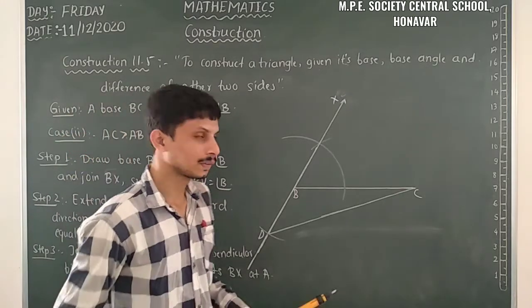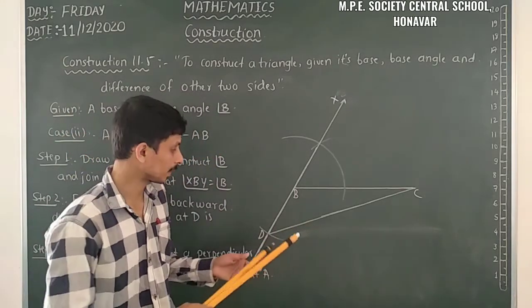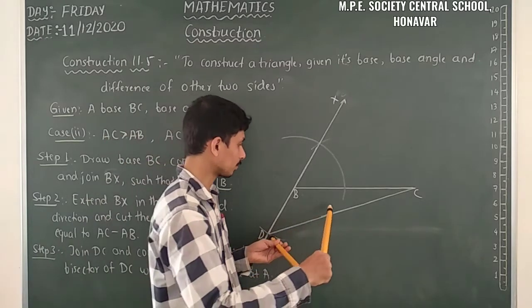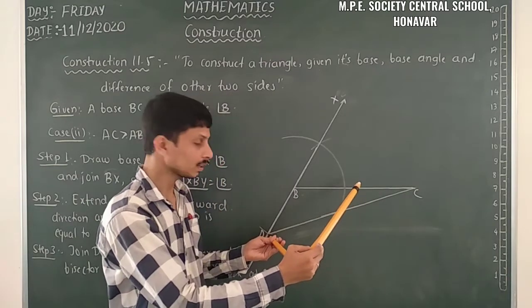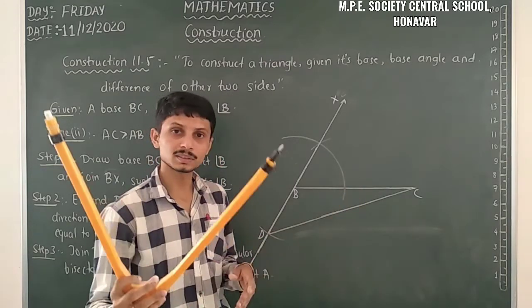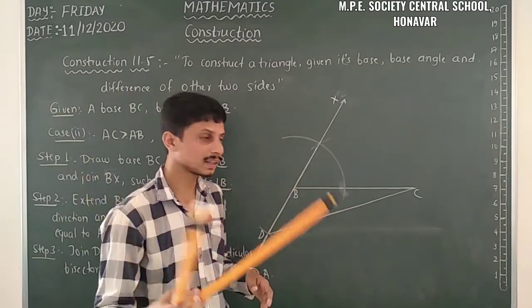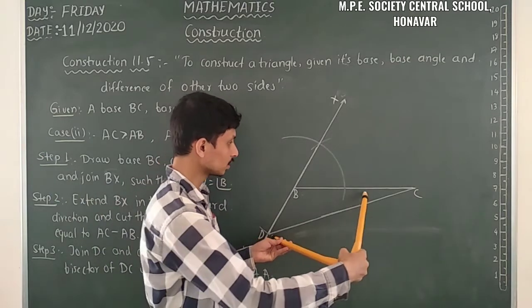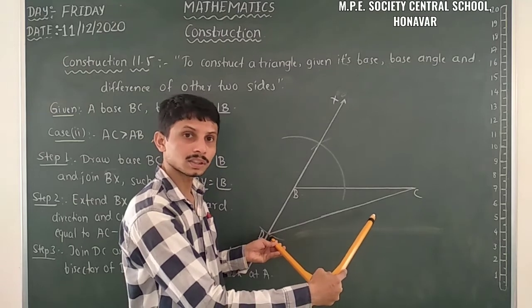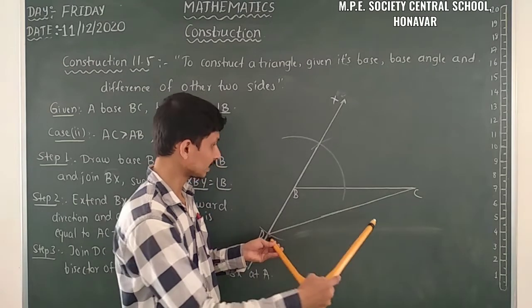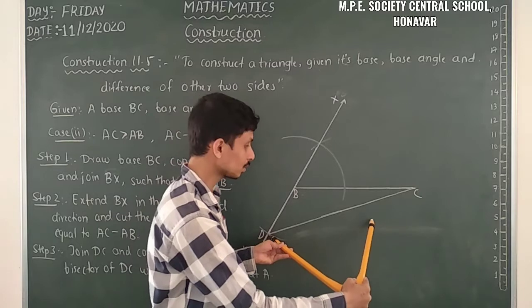So here we have to draw a perpendicular bisector. Firstly, we have to take the length of the radius more than half of DC. So more than half of DC. You have to draw a curve on both sides of DC, taking D as a center as well as C as a center.